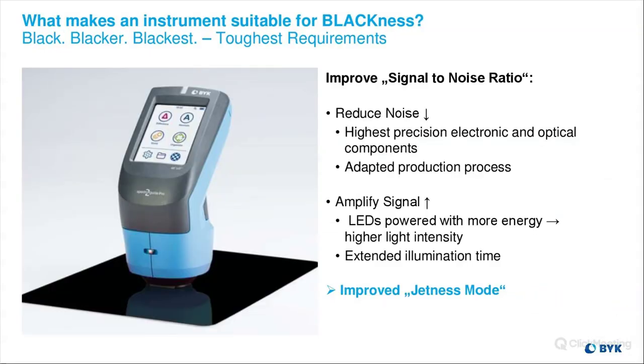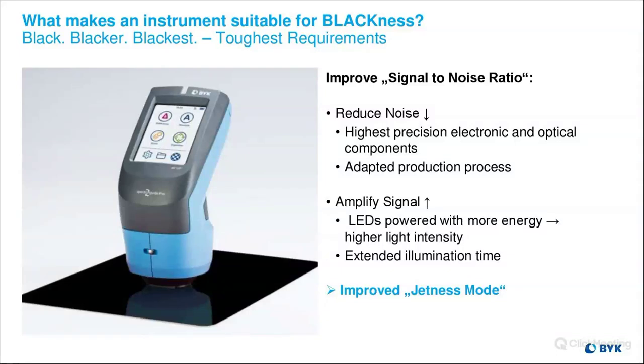And that's where this instrument comes in, the Spectra 2 Guide Pro. This instrument was a result of this theory of diving into measuring these deep blacks. And with that, we created this Jetness mode, which is improved based on some production processes that had to take place and some special calibration processes. We also changed some of the electronic components internally. So there's special LEDs in there, as well as a special sensor that lets it see deeper into what these blacks are.